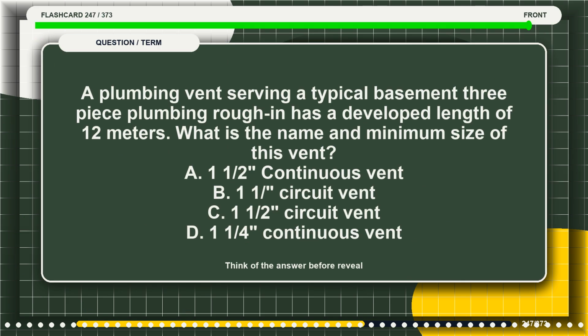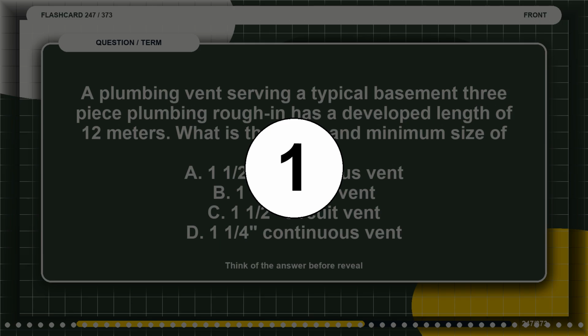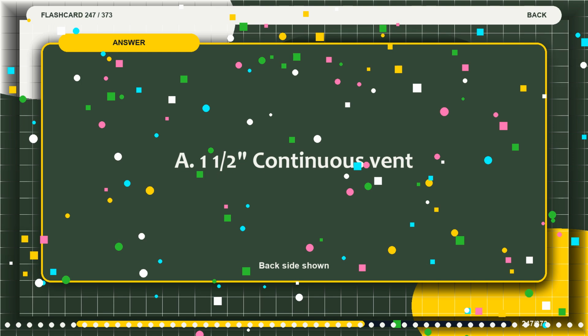Flashcard 247. A plumbing vent serving a typical basement 3-piece plumbing rough-in has a developed length of 12 meters. What is the name and minimum size of this vent? A. 1 1/2 continuous vent. B. 1 1/2 circuit vent. C. 1 1/2 circuit vent. D. 1 1/4 continuous vent. Think of the answer before the reveal. The answer is A. 1 1/2 continuous vent.